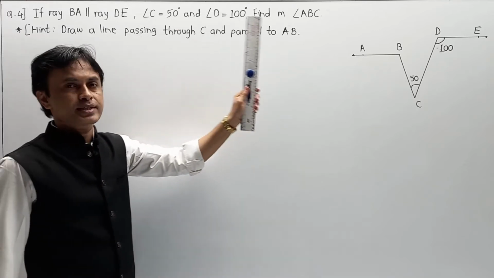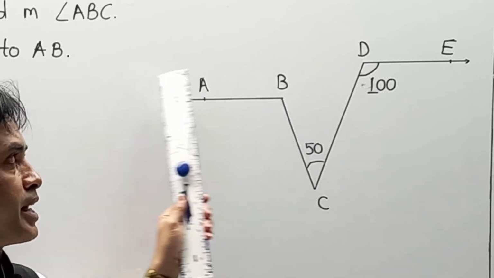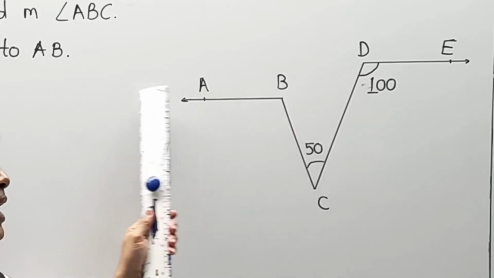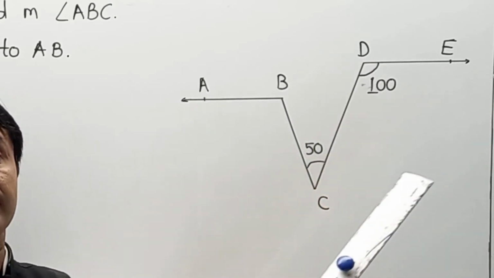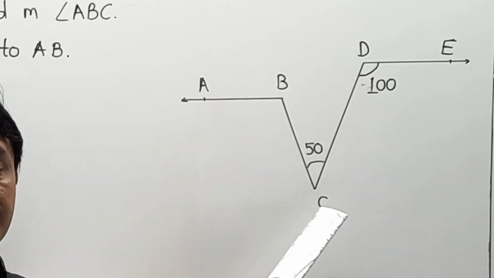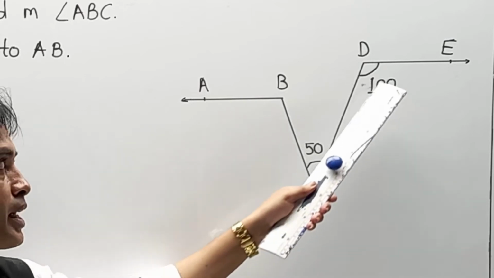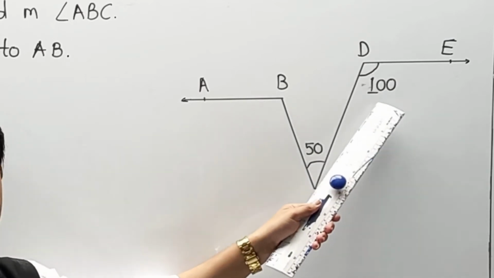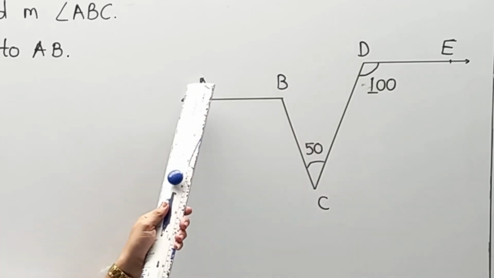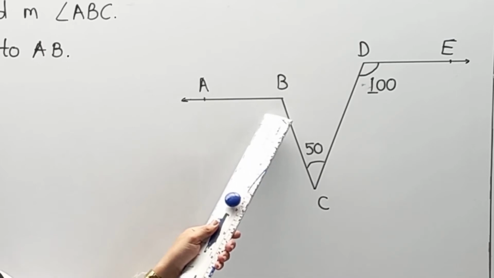Let us try to understand the same question from the diagram point of view. They have given one ray as BA, second ray as DE, and they have given that ray BA is parallel to DE. After that they have drawn two segments, one is DC and second is BC. Now angle C, which is formed over here, they have given as 50 degrees, and angle D, which is formed over here, they have given as 100 degrees. And their question is, find the value of measure of angle ABC. Means we have to find the value of this angle over here.